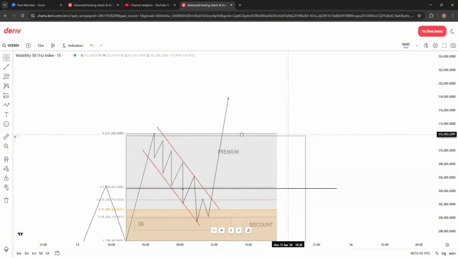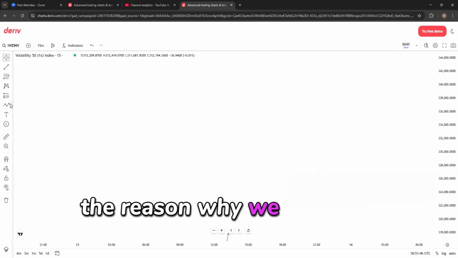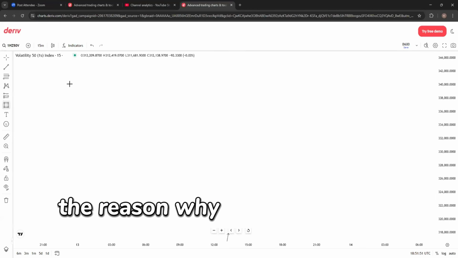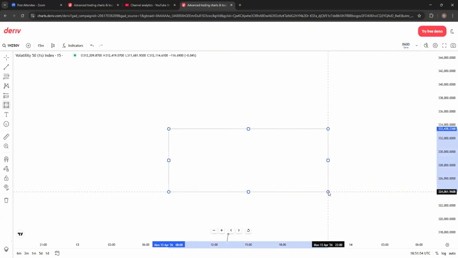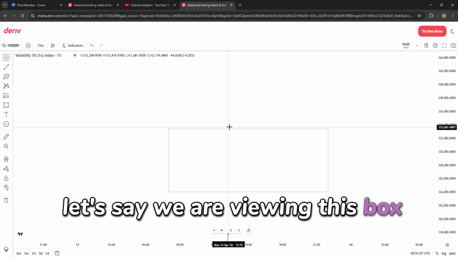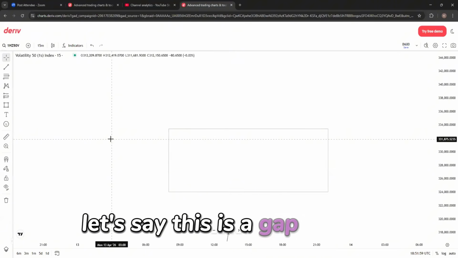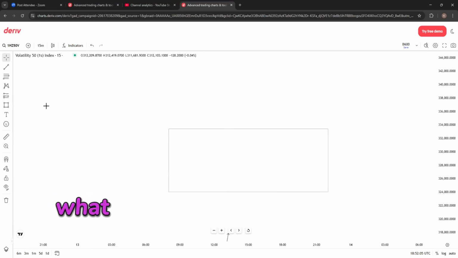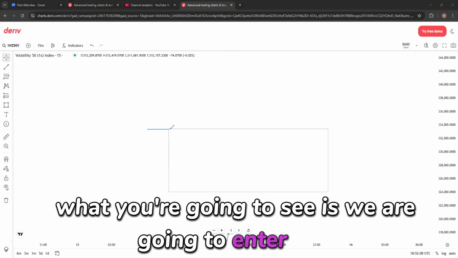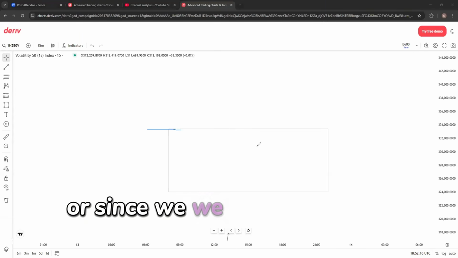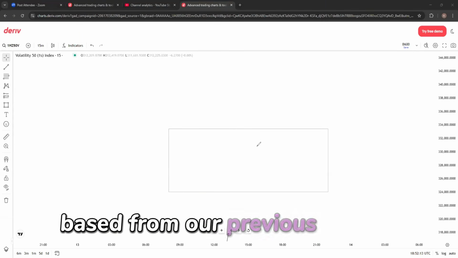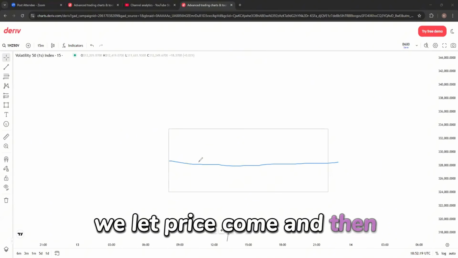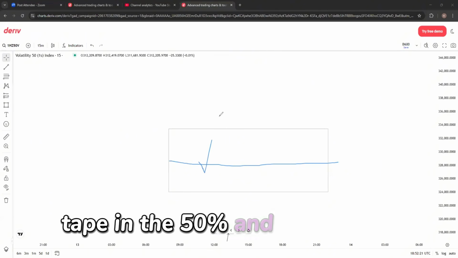So let me divert you a bit. The reason why we refine entries is, let's say we are viewing this box, or let's say this is a gap. Let's say we are seeing this gap from an H4 perspective and we mark it. Since we all know how to enter gaps from our previous sessions, the way we enter a gap is we let price come and tap in the 50%, and then we buy.